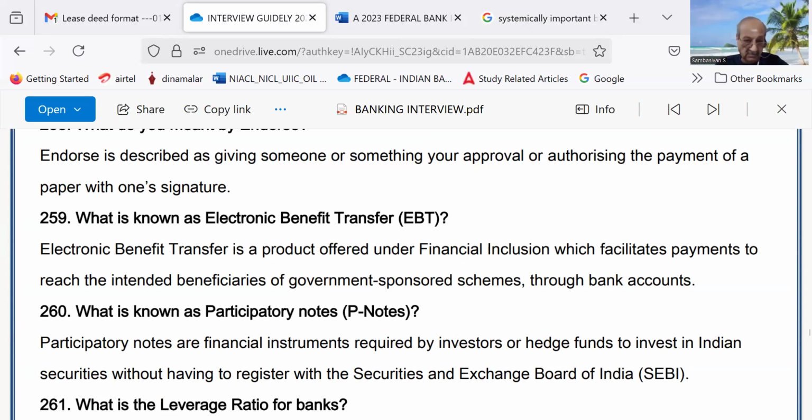Question 260. What is known as participatory notes? P notes. Participatory notes are financial instruments required by investors or hedge funds to invest in Indian securities without having to register with the Securities and Exchange Board of India (SEBI). Very good. Thank you. Now we will close this with this.